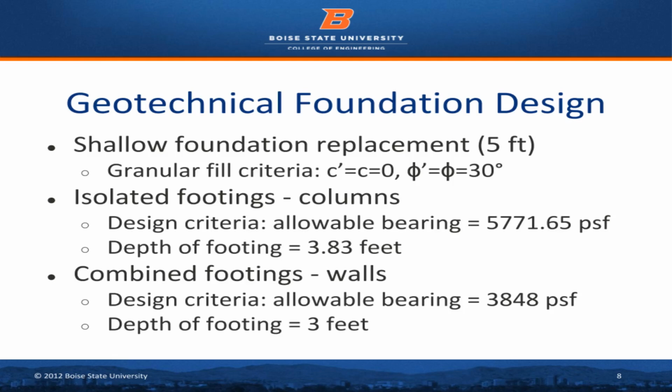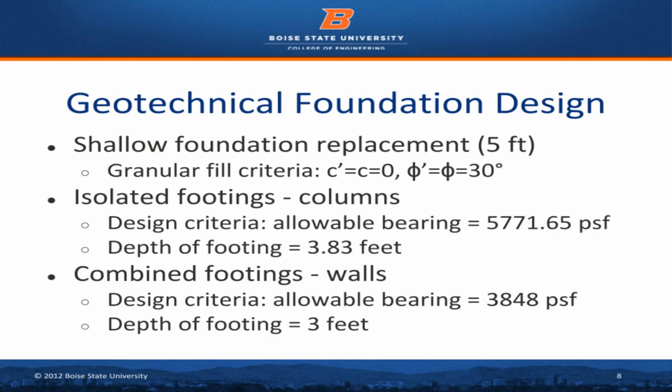Combined footings were designed for the wall footings. The allowable bearing capacity of soil underneath these footings was 3,848 pounds per square foot at a depth of 3 feet, and ultimate bearing capacity was found based off of that design criteria.